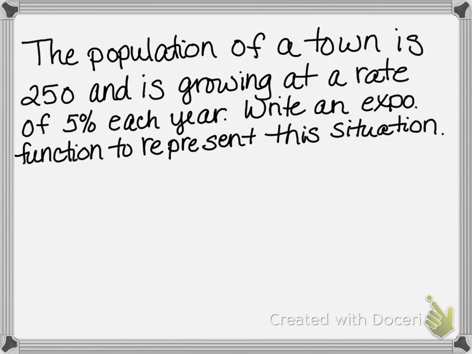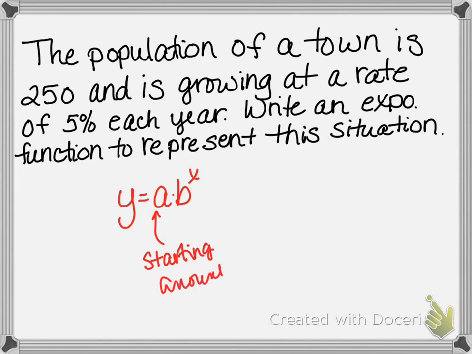All right. The population of a town is 250 and is growing at a rate of 5% each year. Write an exponential function to represent the situation. There we go. y equals a b to the x power. What does a represent again? a is the starting amount. What's my starting amount? Yeah. Let me write that down. So y equals, my starting amount is 250 people.